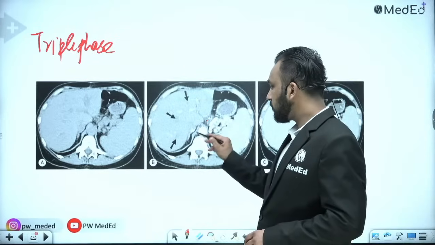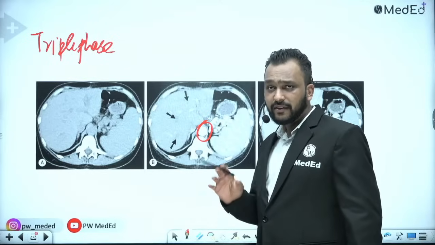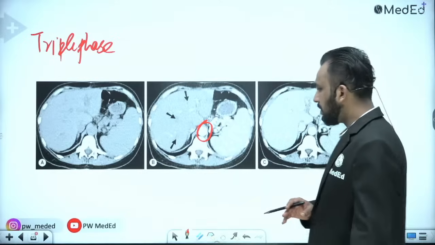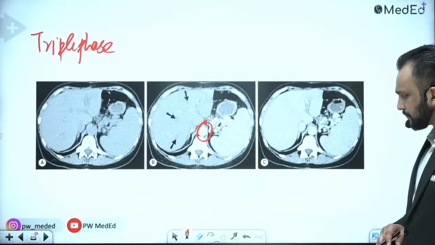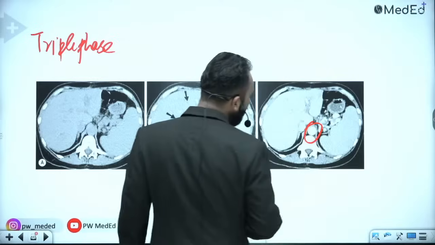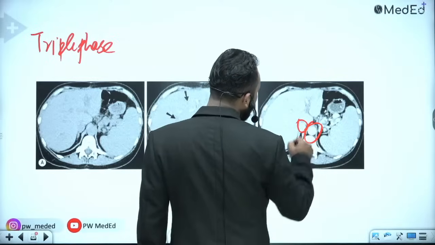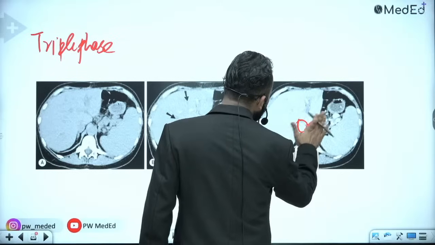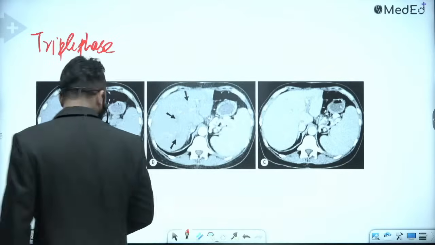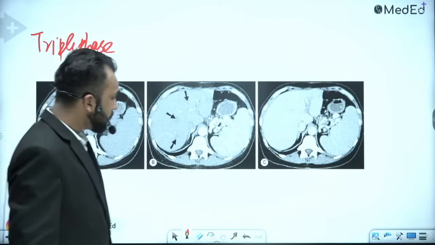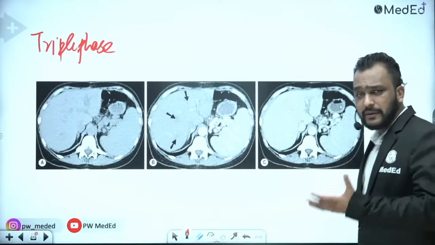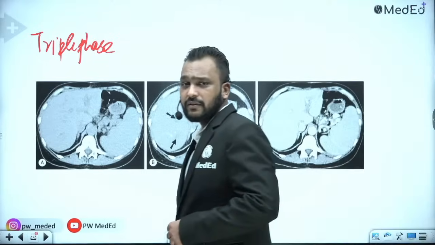Just look at the aorta. In the arterial phase, you will see enhancement of only the aorta. And in the portal venous phase, you will see enhancement of the aorta as well as the IVC. Enhancement of both aorta and IVC will be present. So this is how you can differentiate between arterial phase and portal venous phase.